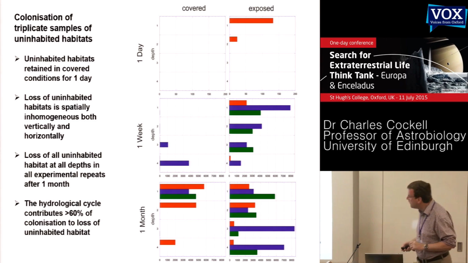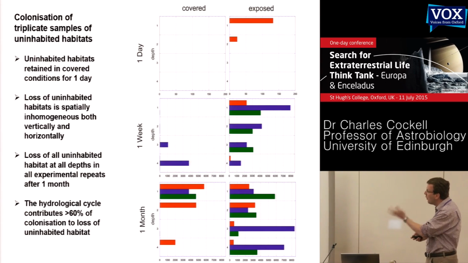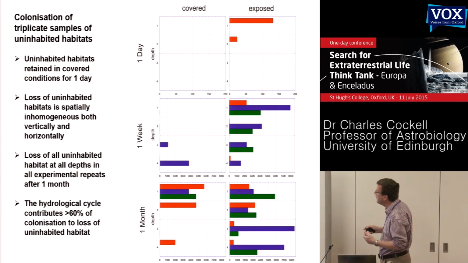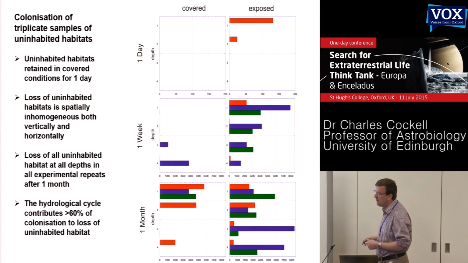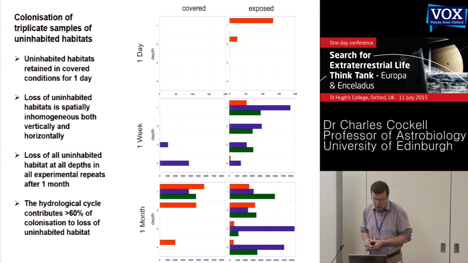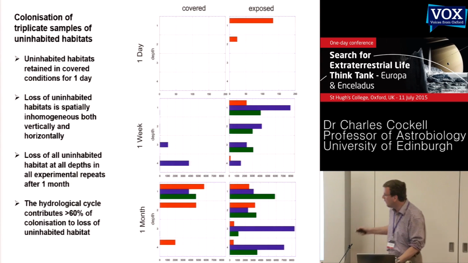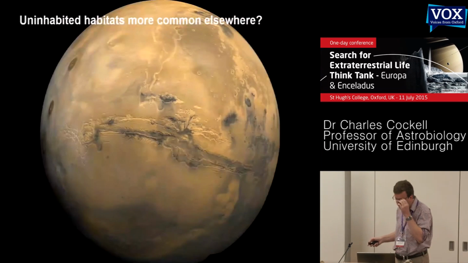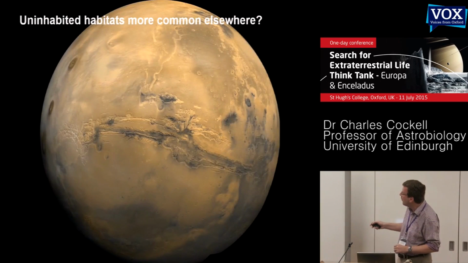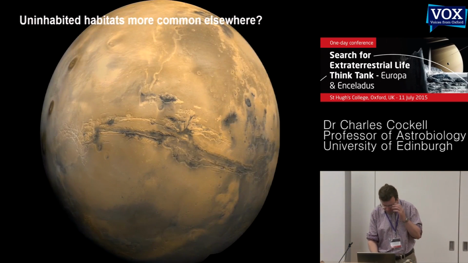So without going into this data in too much more detail, the qualitative point I want to make is that you can see why it is that uninhabited habitats are rare on the Earth, and why it is that they're not really discussed in the ecological literature. You can see how quickly they disappear. So the question from the astrobiology point of view is, are they more common elsewhere?